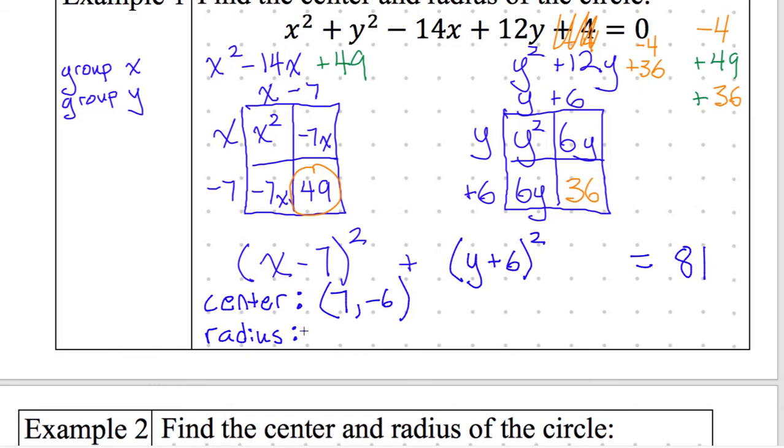Radius. What is the radius, Beverly? The radius is 9 because you did what to 81? Exactly. We square rooted 81 to get the radius of 9. Everyone write it down. That is our final answer.